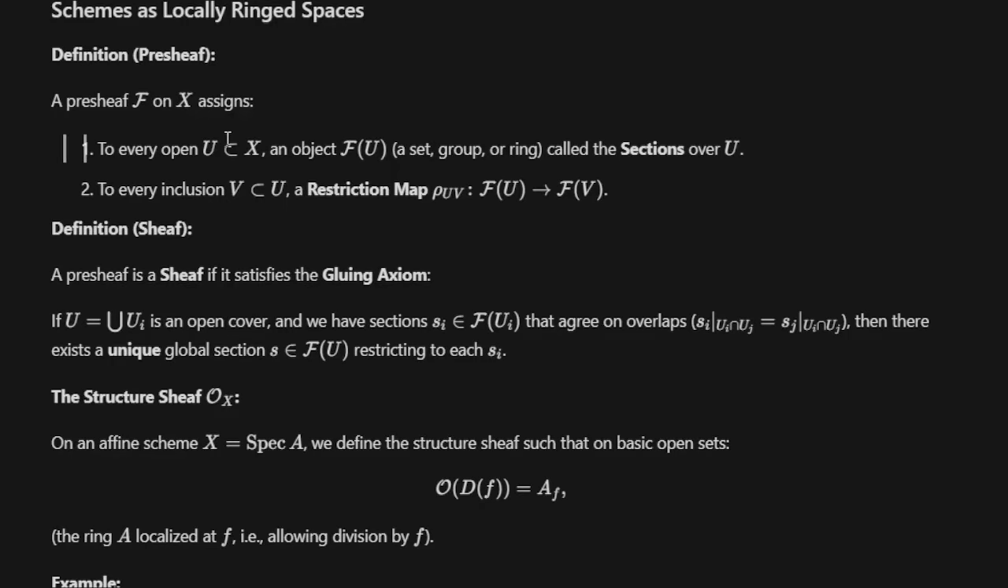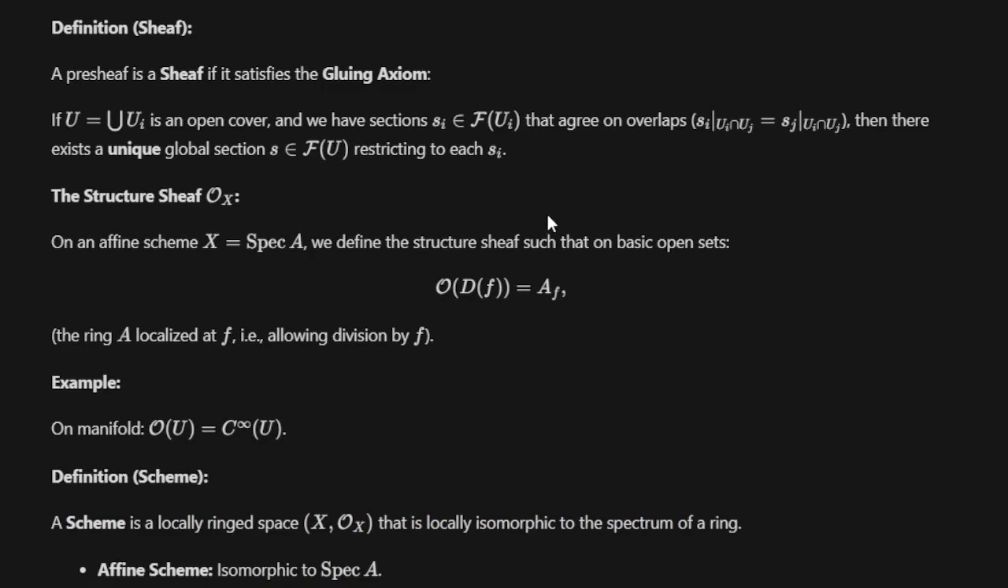And to every inclusion of some open set V within U, a restriction map we'll call rho UV allows us to construct a presheaf map. So the presheaf of these open sections over U maps to the open sections over V, which are restriction maps. Okay. Now a presheaf is said to be a sheaf if it satisfies the gluing axiom.